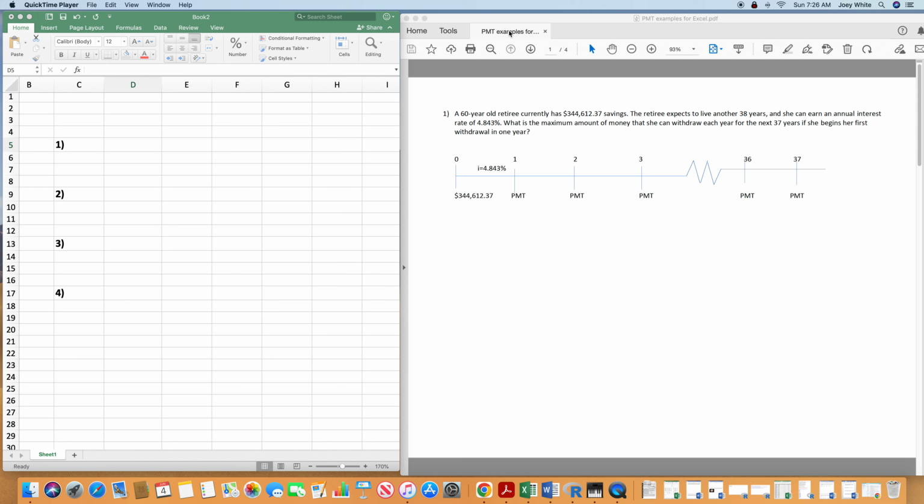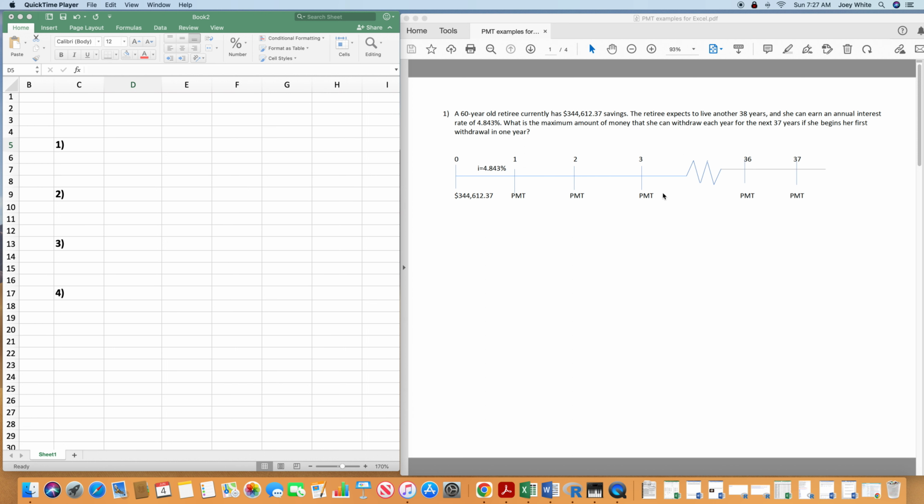So let's start off with an example. Number one, a 60-year-old retiree currently has $344,612.37 in savings. She expects to live another 38 years, and she can earn an annual interest rate of 4.83%. What is the maximum amount of money that she can withdraw each year for the next 37 years if she begins her first withdrawal in one period, in 1 year? So basically, in this case, we're assuming that she's not going to make a withdrawal this year, or she's already made her withdrawal this year, and so this 37 will be for her last year, I guess, this 37th year.